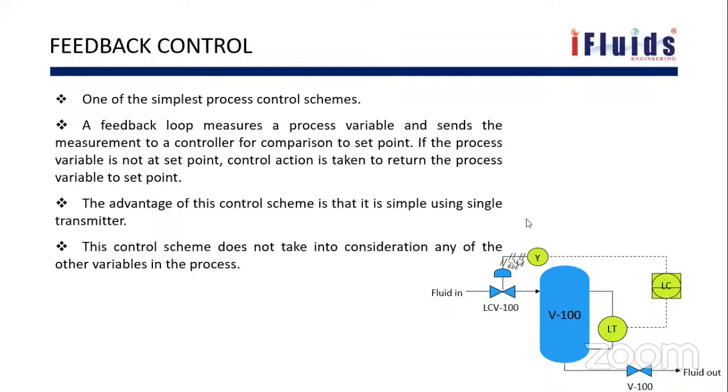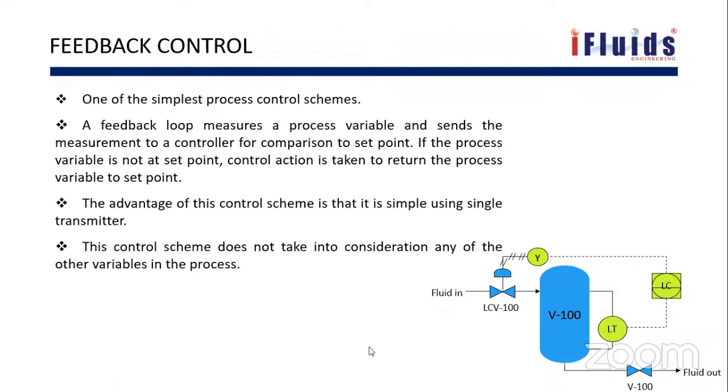So instrument control valves are operated with the help of instrument air. So all are pneumatic systems mostly. Of course, we have hydraulic systems too. So this electronic signal is converted to a pneumatic signal here, so that with the help of air pressure, the control valve operates, opens and closes. So this is the simplest control. Control action is taken to return the process variable to set point. So it tries to maintain the set point at 50%.